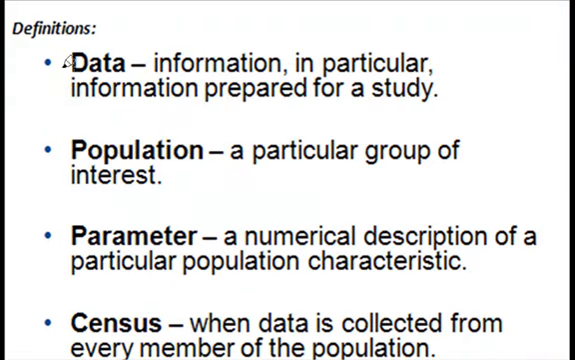Definitions. The first is data. This is the information that you get. It could come from a population, which is the group that is the particular one of interest. If you get data from the population, it's called a parameter. A parameter is the number that describes something about the population. If you happen to take information from the population, it's called a census.